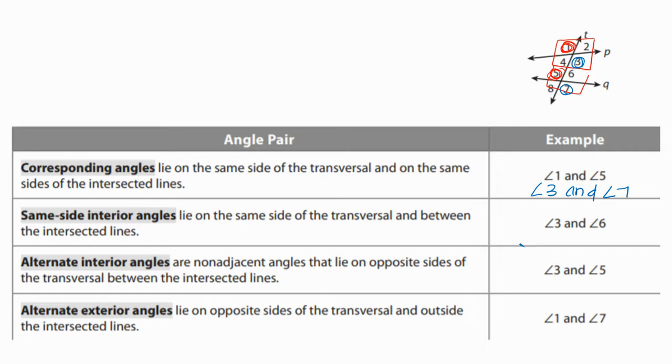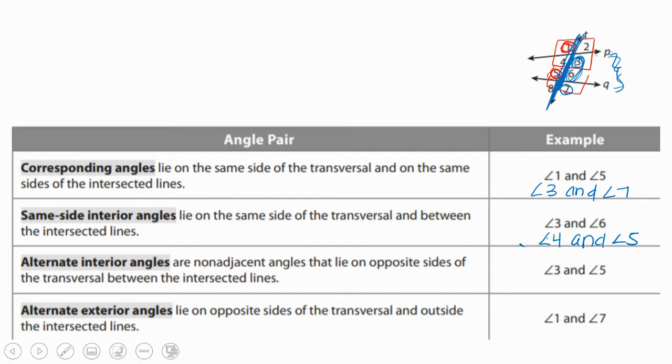Same side interior. Same side interior means that they're going to be inside these two lines. So interior means in between these two lines. And they're going to be located on the same side. So here's my transversal. They're going to be located inside, in between line P and Q, and they're going to be on the same side of the line. So that's why 3 and 6 work. Another one for same side interior is angle 4 and angle 5. They are also still in between lines P and Q, and they're on the same side of that transversal line.